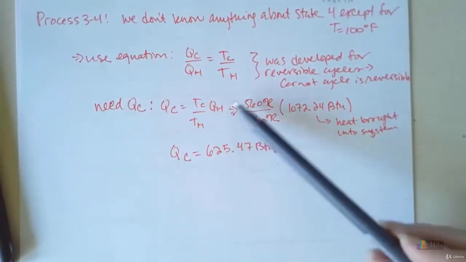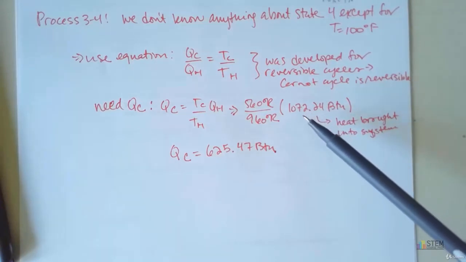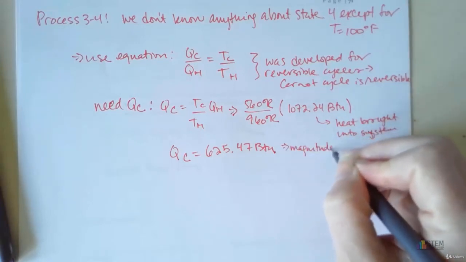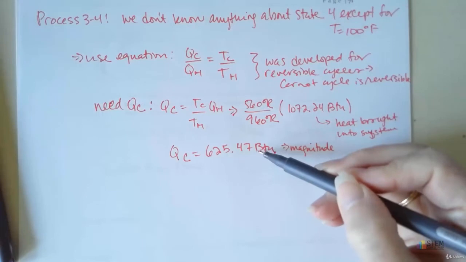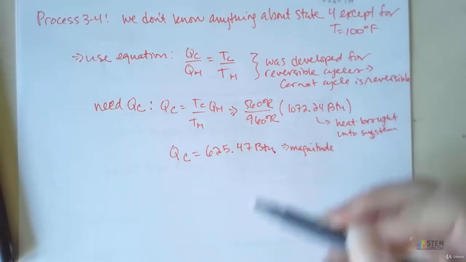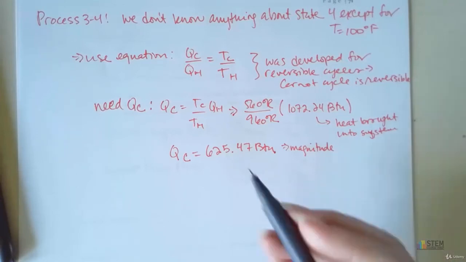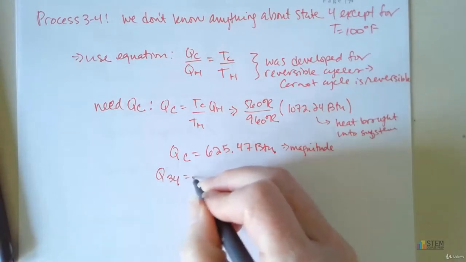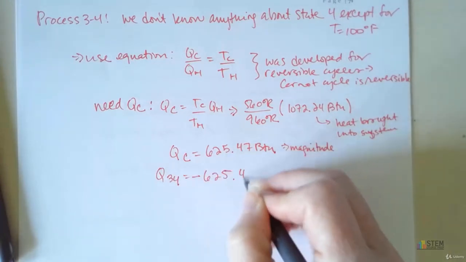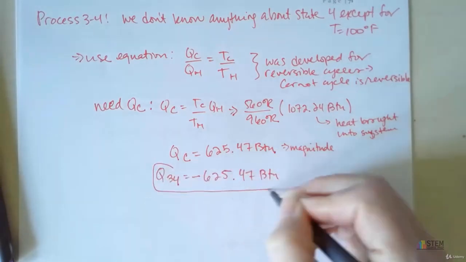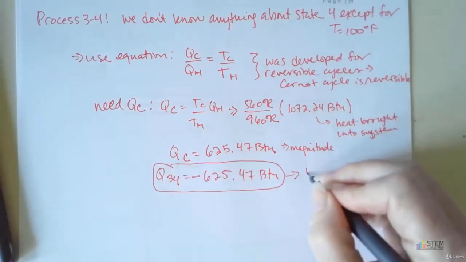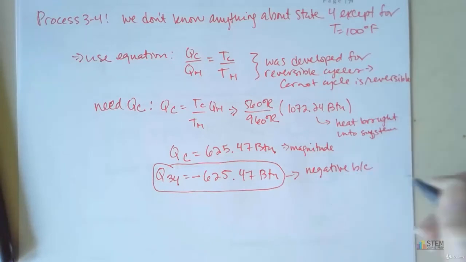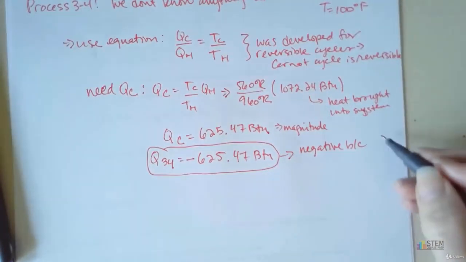All right, so this equation here is essentially going to give you just the magnitude. We need to look at the actual sign. This is going to be energy that's discharged. So energy by heat that's discharged to that cold reservoir. So we need to make this a negative value. So Q34 is going to be negative 625.47 BTU. And let's write a note. So it's negative because that heat energy is being discharged, so it's leaving the system.